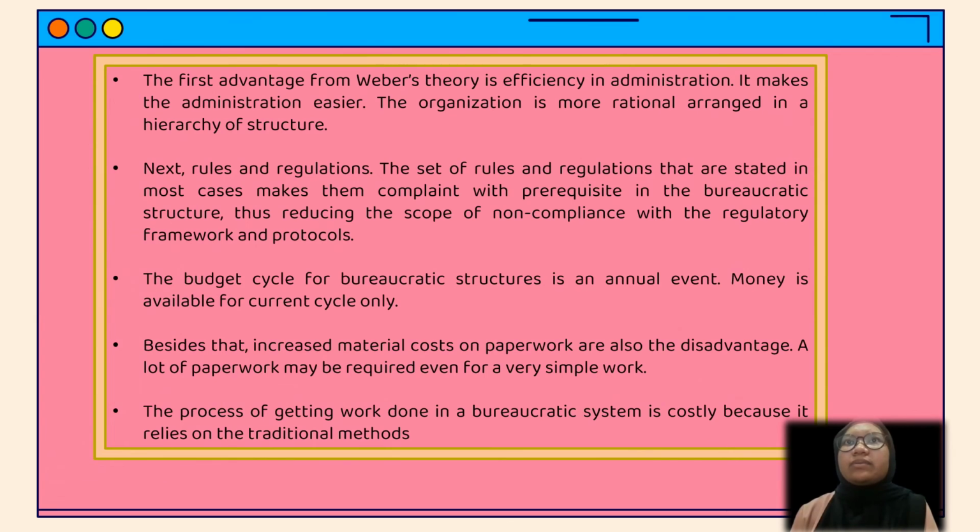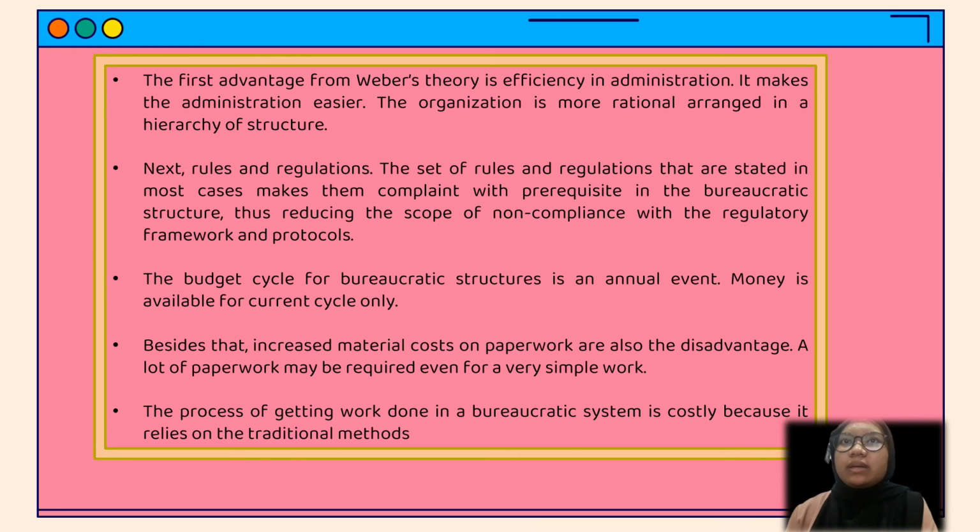The first advantage of Weber's theory is efficiency in administration. It makes the administration easier. The organization is more rationally arranged into a hierarchy of structure. Next, rules and regulations. The set of rules and regulations that are stated in most cases makes employees comply with prerequisites in the bureaucratic structure, thus reducing the scope of non-compliance with the regulatory framework and protocols.